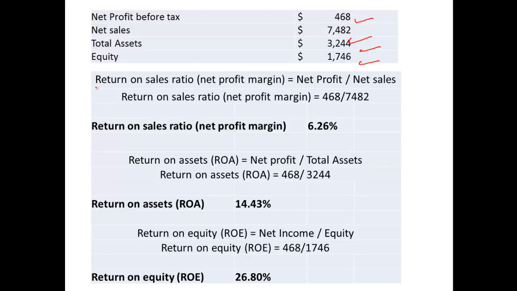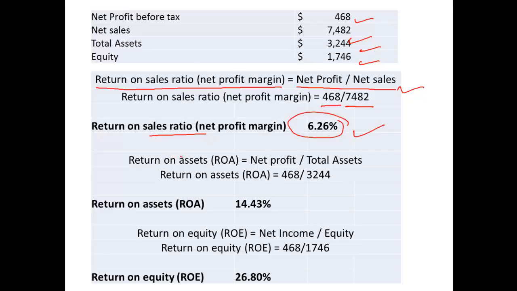Now coming to return on sales ratio. Return on sales ratio is a ratio which is widely used to evaluate a company's operational efficiency. It is also known as the firm's operating profit margin. The formula to calculate this ratio is net profit divided by net sales. So the net profit given to us is 468 and the net sales is 7482. So return on sales ratio will come out to 6.26%.